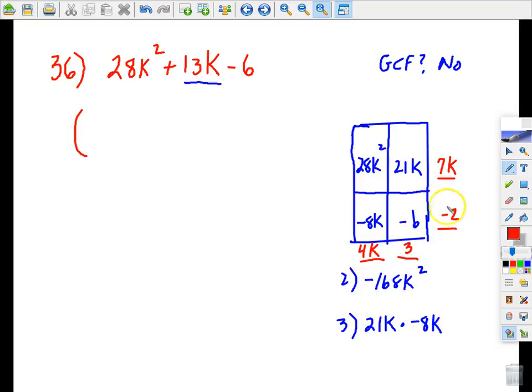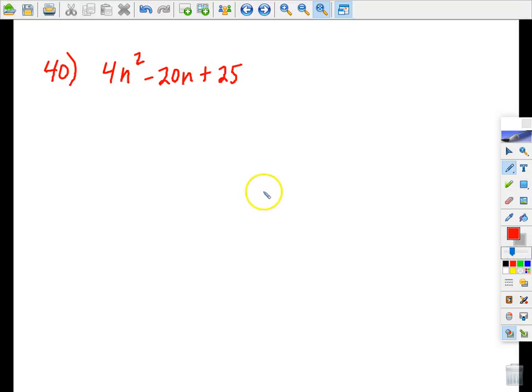So my factoring, here's one binomial, 7k minus 2. And the other binomial will be 4k plus 3. And you can use the FOIL method and check it out, make sure it's right. Okay, this one does have a GCF. Remember, that's the first question to ask. Actually, it doesn't have a GCF. I'm sorry. So we're going to say no.